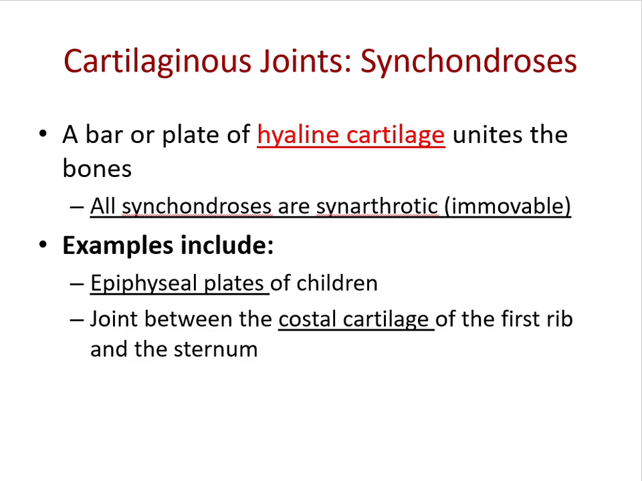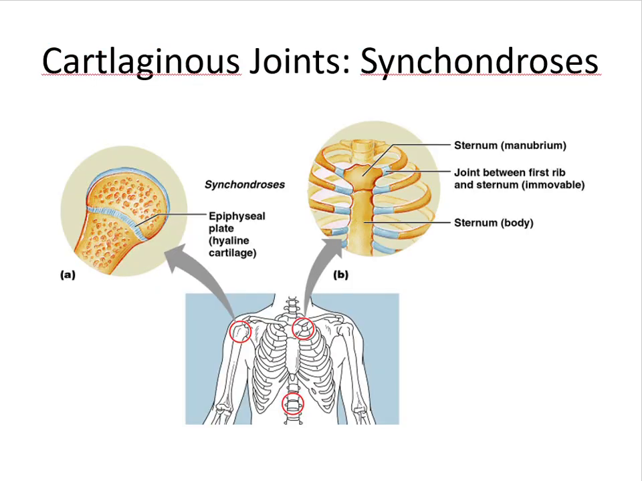Great examples are the epiphyseal plates of children, where we have hyaline cartilage between the epiphyses and the diaphysis of a long bone. Also, the costal cartilage between your ribs and your sternum. These are areas that don't move, but they are cartilage connecting bone. Again, if it's a synchondrosis, it's hyaline cartilage connecting two pieces of bone.